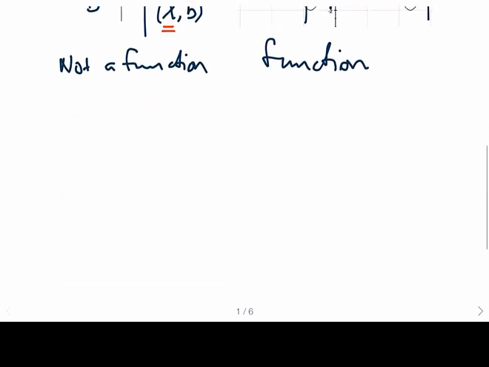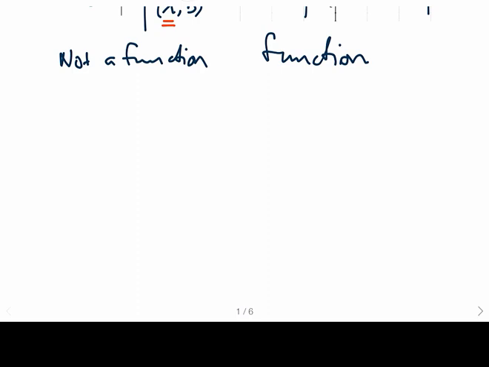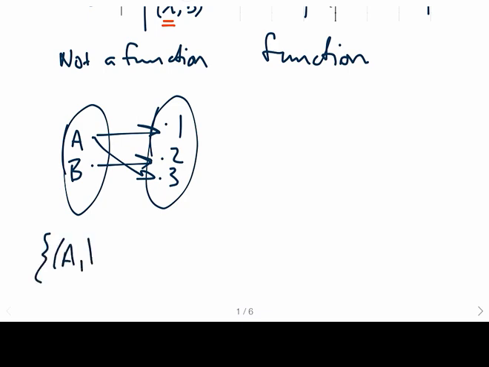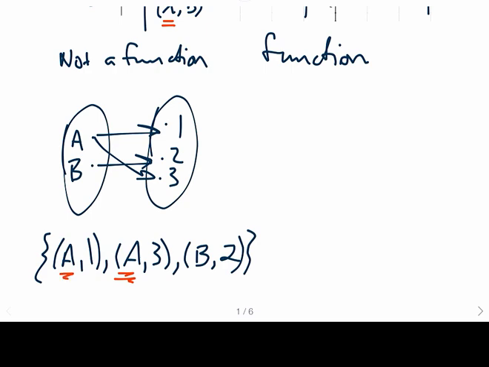Finally, we're going to look at this from the perspective of a diagram. If I have a set that maps, let's say, A and B to values 1, 2, and 3. Let's let A go to 1 and A go to 3 and then B go to 2. If I express this diagram as a set of ordered pairs, then I have (A, 1), (A, 3), and (B, 2). What we see is, again, a repeated domain element. A shows up twice.